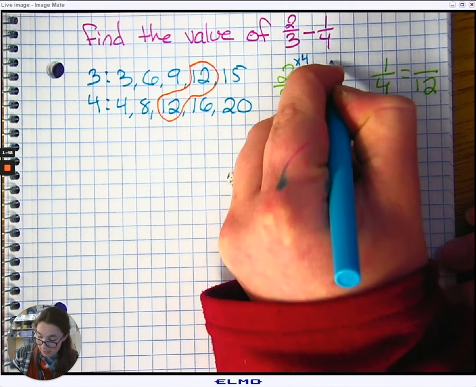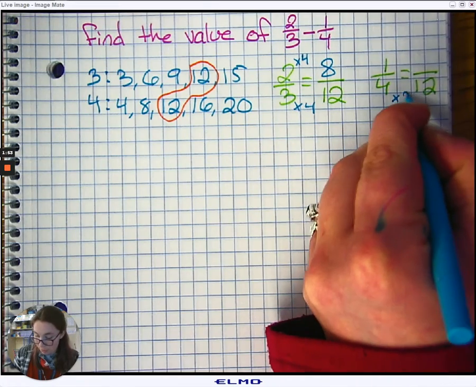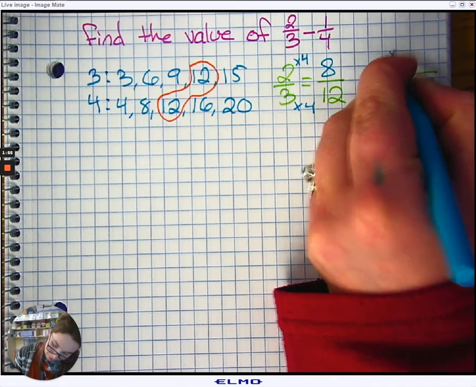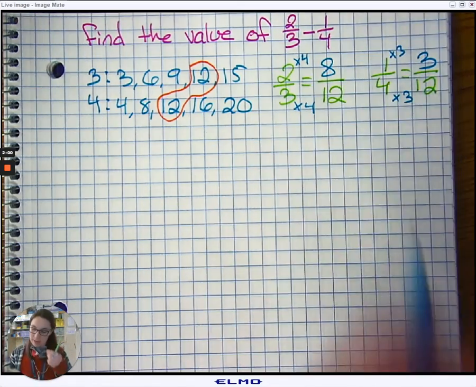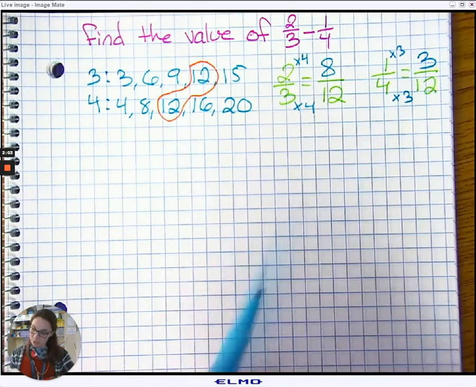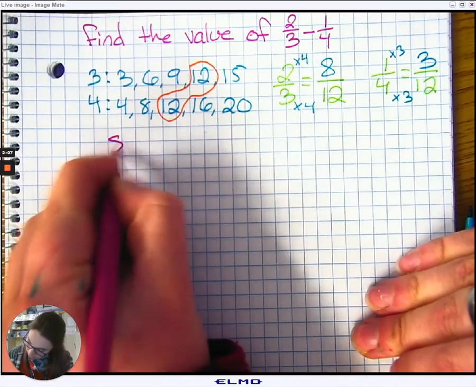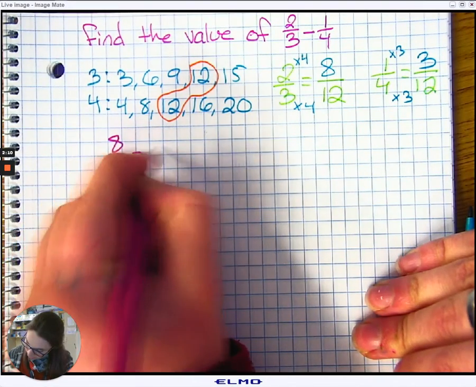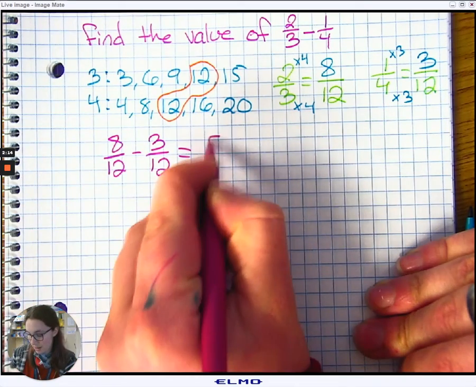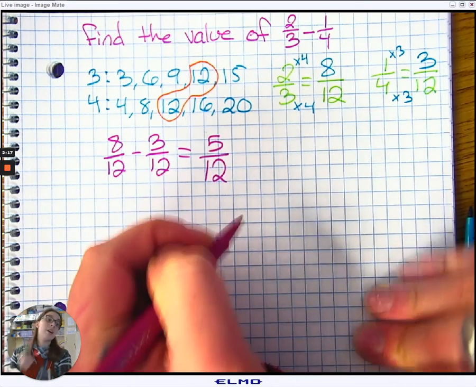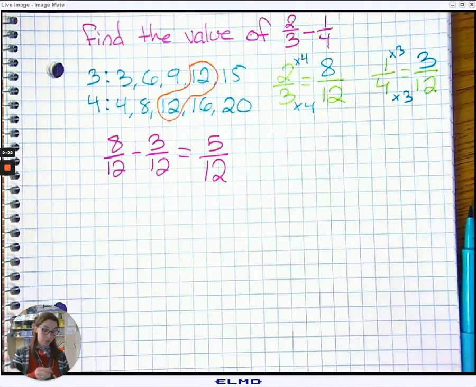So 2 times 4 is 8. And over here, how do I go from 4 to 12? Well, I multiply by 3. And so I'm going to do to the top what I did to the bottom. 1 times 3 is 3. So I have 8/12 minus 3/12 is my new equation here. 8/12 minus 3/12, which equals 5/12. And huzzah, it's already in simplest form because 5 and 12 do not have any common factors.